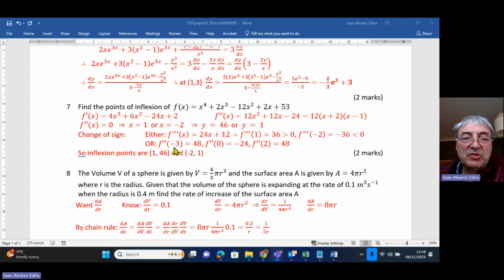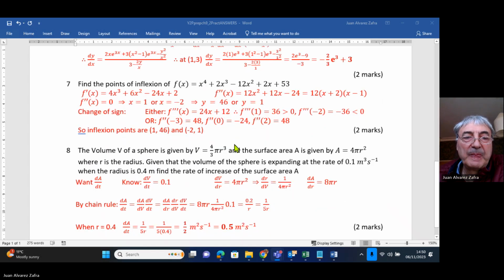An alternative way of showing that it's changing is to find the second derivative at nearby points and see that it's going through 0 at those points, but on one side it's positive and the other side it's negative. Either way, we have shown in this case that both the points (1, 46) and (minus 2, 1) are points of inflection. The first method of working out the third derivative and substituting those values in is the more usual method.